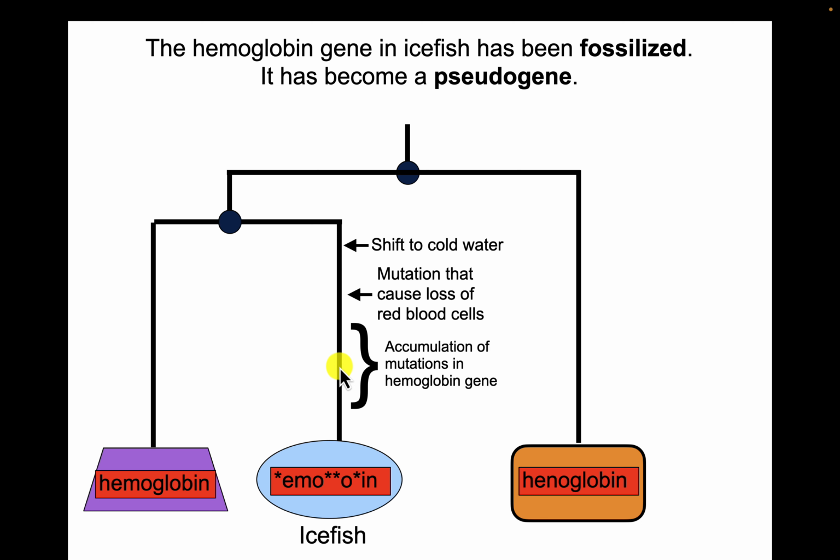And year after year, generation after generation, mutations are occurring within the hemoglobin gene and are not being purged, are not being selected against because the fish don't need hemoglobin. So by the end of it, if we look at ice fish today, what we see is this degraded hemoglobin gene that no longer is even transcribed and translated into protein.